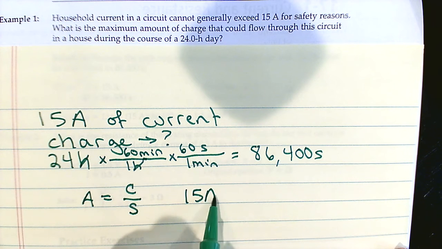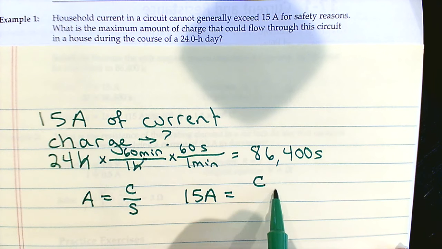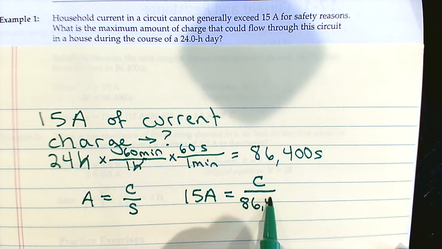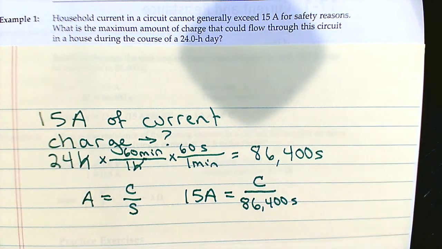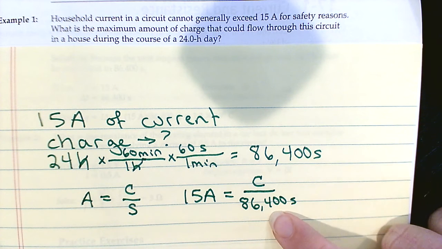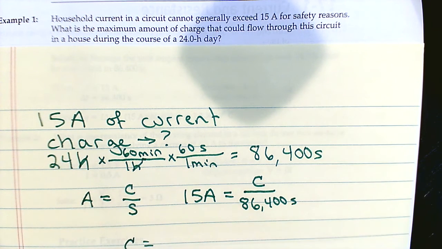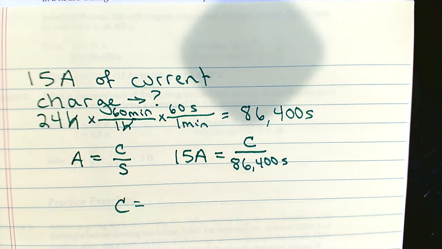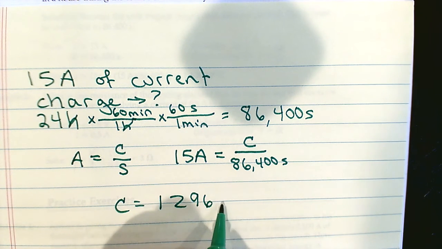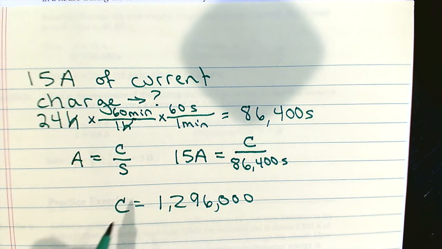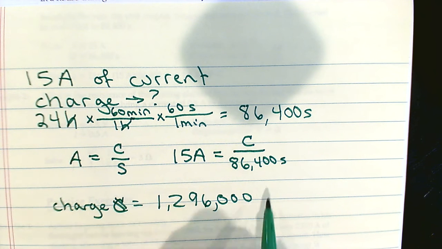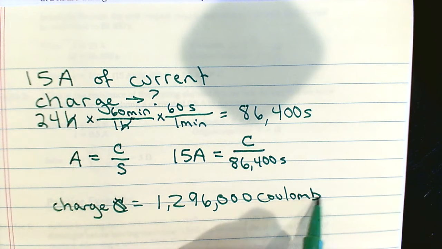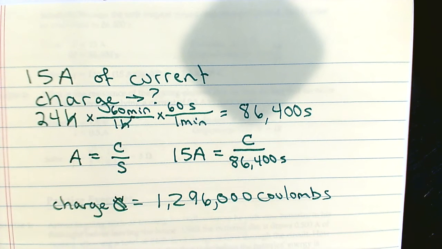So I have 15 amps of current would go with, I don't know how much charge being moved in 86,400 seconds. So my unknown is divided by 86,400, so I will multiply by 86,400. 15 times 86,400. I get 1,296,000. And remember, that C is really for charge. And so our unit of charge is coulombs, which is one of those cool sounding units.